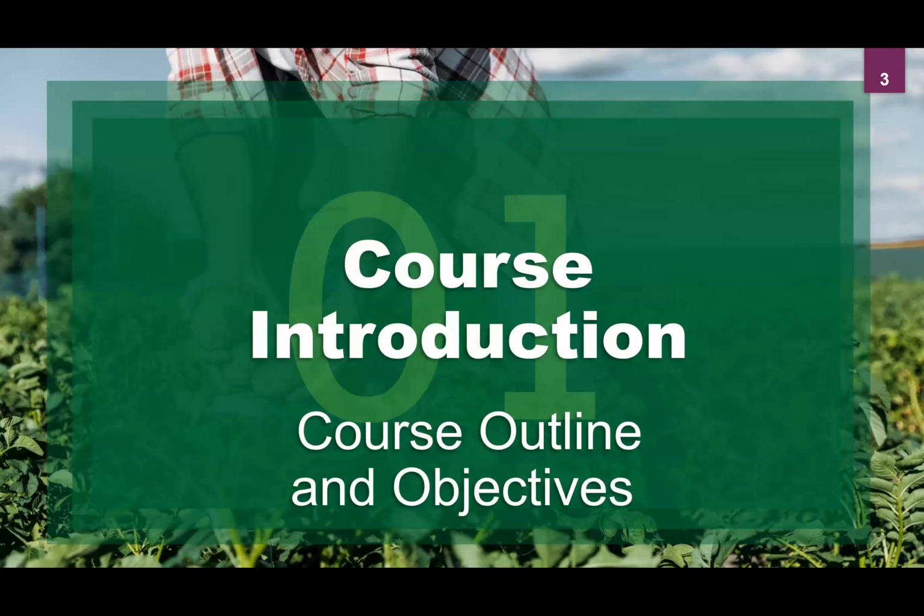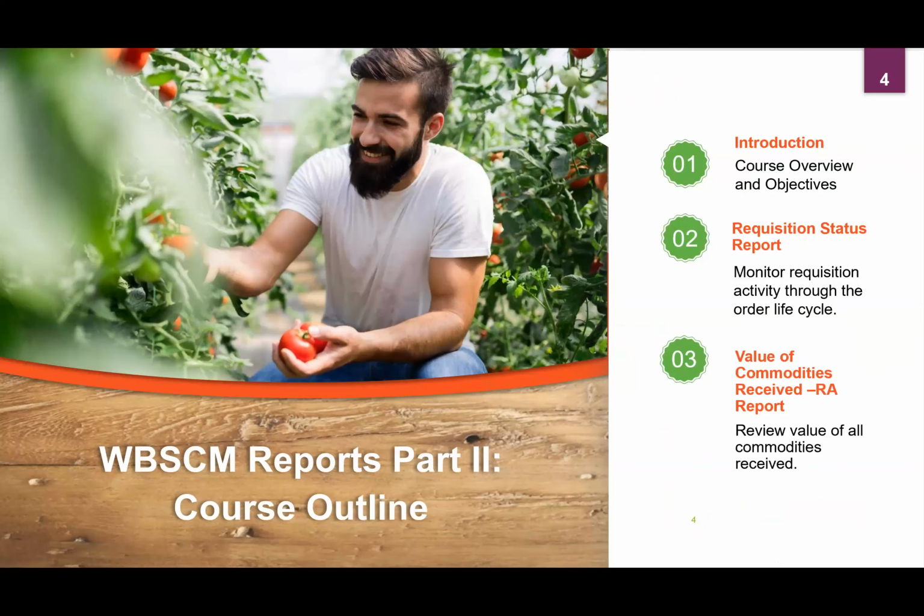Okay, so now let's take a look at the course introduction and our objectives. We're going to look at the requisition status report, monitor the requisition activity through the order life cycle, look at the value of commodities received and the recipient agency report, and then review the value of all commodities received. So this is going to show us what actually has come in.